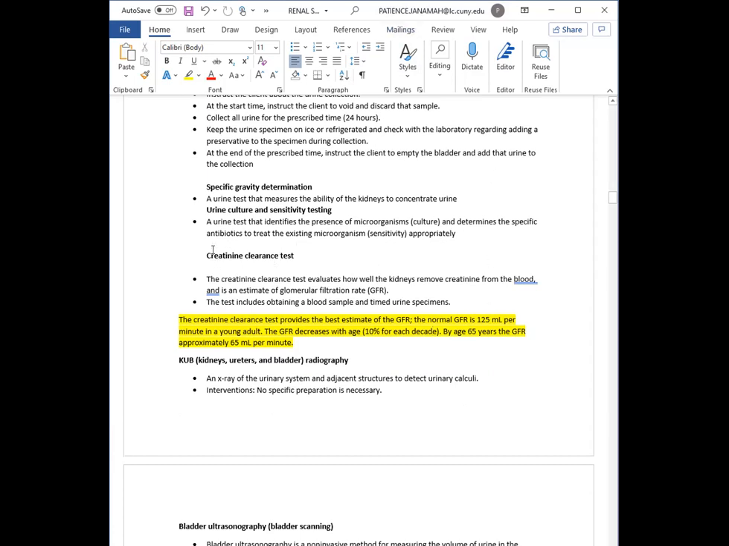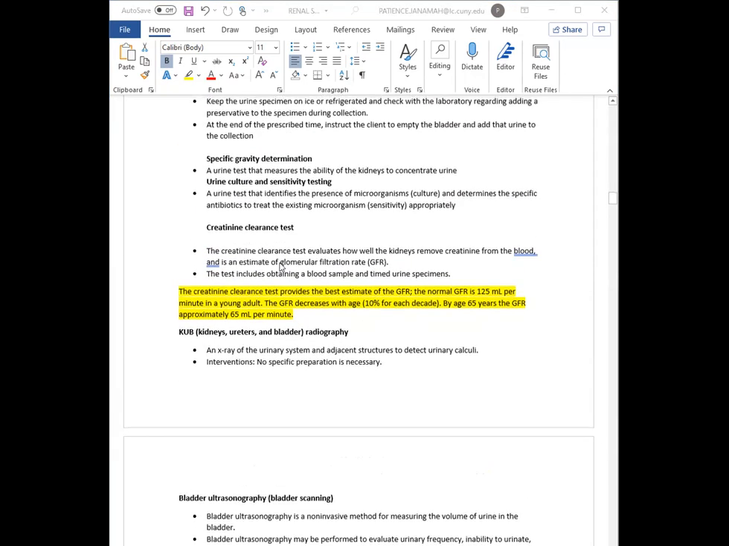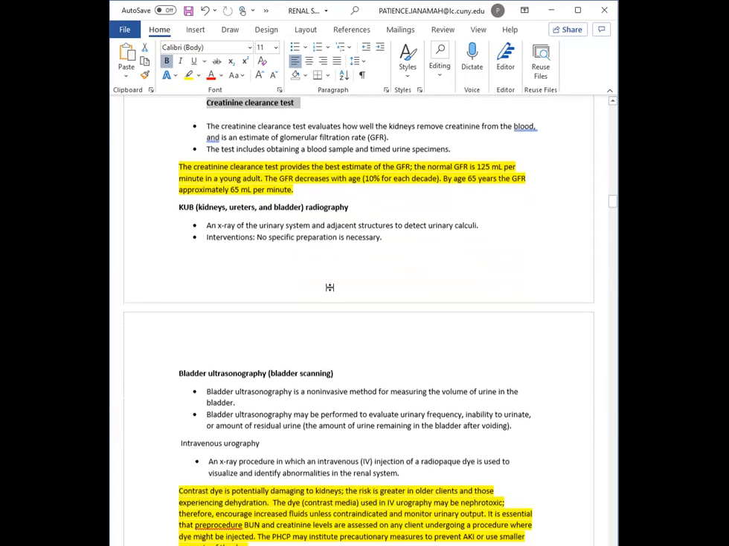We'll get to that. We have the creatinine test. The creatinine test evaluates how well the kidneys remove creatinine from the blood, and it is an estimate of the glomerular filtration rate. So that's what the creatinine test is. It's done through a blood test and a timed urine specimen. So we can do the creatinine test from a blood sample and urine.